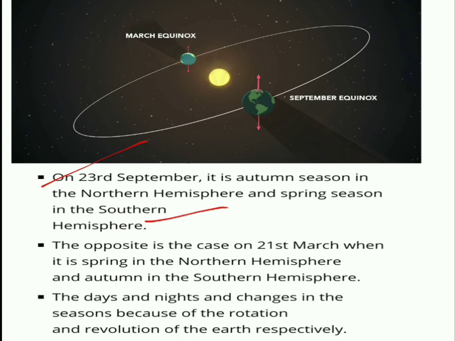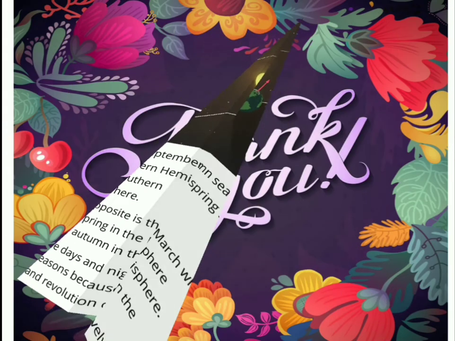The days and nights and changes in the seasons happen because of the rotation and revolution of the earth respectively. So this is the conclusion of this chapter. Days and nights are formed due to the rotation of the earth, and during the revolution the earth changes the seasons. So we get the effect of the earth rotating on its own axis as well as revolving around the sun. In the upcoming class we will start the new lesson.